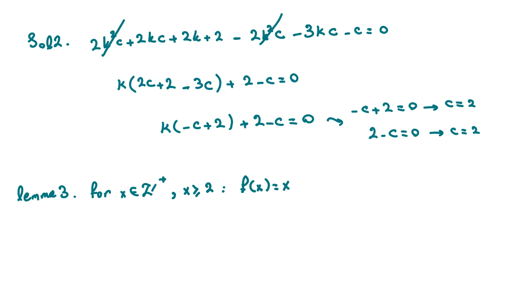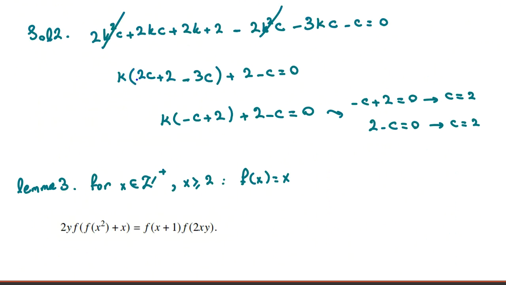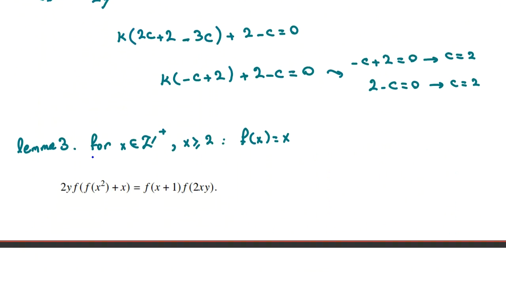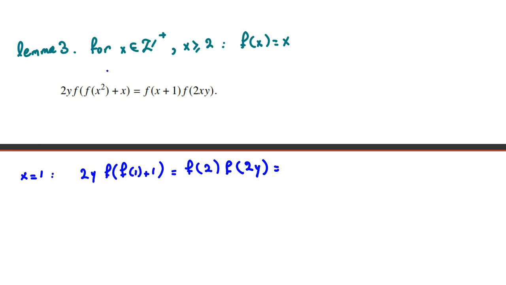Now the only thing that is left, how to calculate f of 1. Let's consider the main equation again. I want to see f of 1, 1. So let's replace x with 1. So it will be what? It will be 2y f of 1 plus 1 equal to f of 2 times f of 2y. We know that by lemma 3, for all x greater than or equal to 2, f of x equal to x.